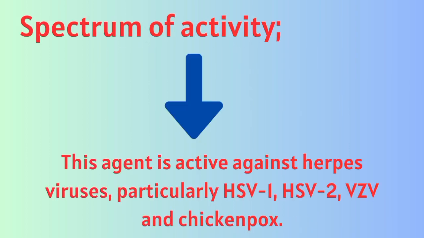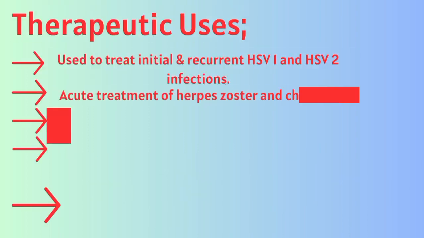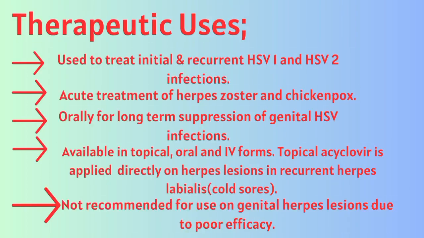This agent is active against herpes viruses, particularly Herpes Simplex Virus 1, Herpes Simplex Virus 2, Varicella-Zoster Virus, and chickenpox. Let's have a look at therapeutic uses of acyclovir. Acyclovir is used to treat initial and recurrent Herpes Simplex Virus 1 and Herpes Simplex Virus 2 infections, and for acute treatment of herpes zoster and chickenpox. It is also used orally for long-term suppression of genital herpes simplex virus infections.